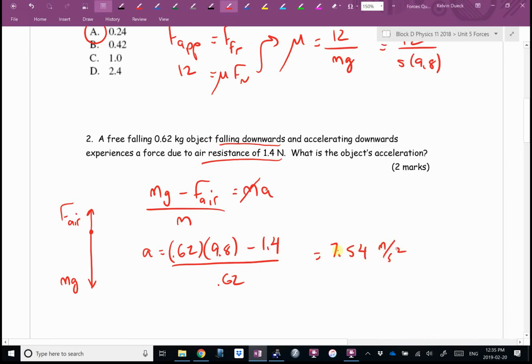7.54 meters per second squared. If you got that right, 2 out of 2.